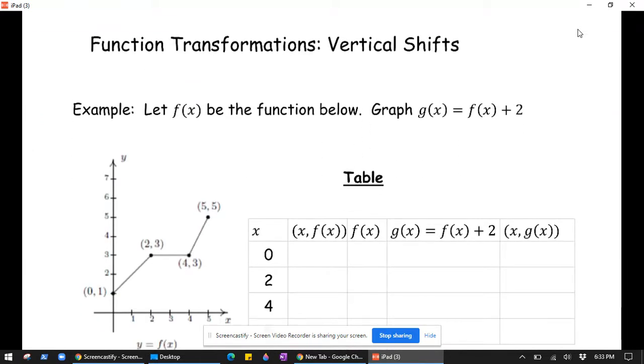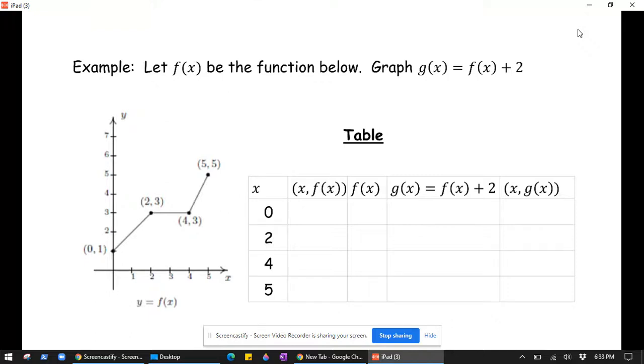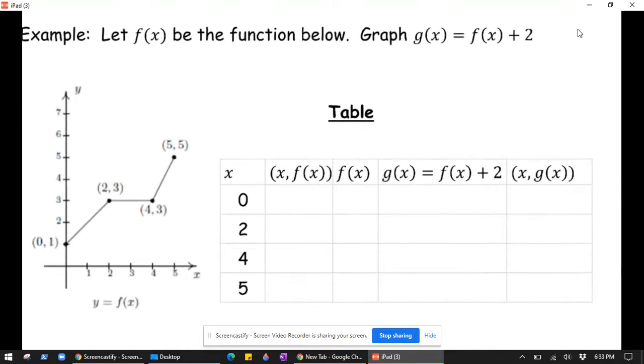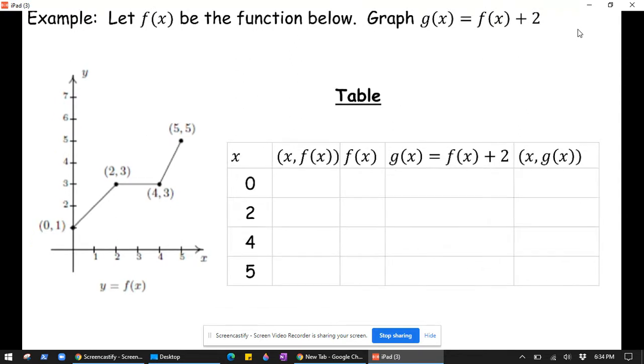So let's start with some vertical shifts. Let's say we've got this graph down here on the left, f of x, and we have a transformation g of x, which is equal to f of x plus 2. So the first thing I'm going to do is I like to kind of, in a table, give all the information I can. So I'm going to not only put inputs and outputs, but I'm going to label points and get everything involved. So we know a lot about f. We know all the points. We therefore know the inputs and outputs.